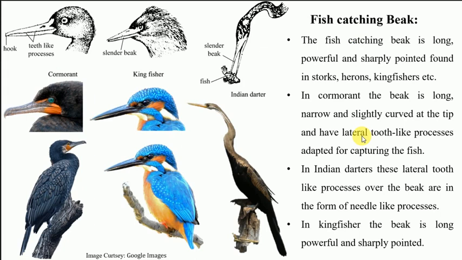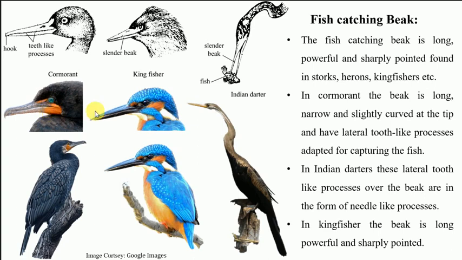The next one is the fish catching beak. The fish catching beak is long, powerful, and sharply pointed, found in storks, herons, and the kingfisher. In the case of the cormorant, which is also provided with a fish catching beak, the beak is quite long. So here you can see the longer beak. It is narrow and slightly curved at the tip. So if you see the apical region here in the diagram, it is curved at the tip, and they are provided with lateral tooth-like processes, and these tooth-like processes are adapted for capturing fishes. So this kind of beak is useful for capturing fishes.